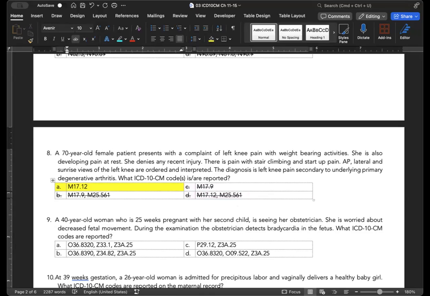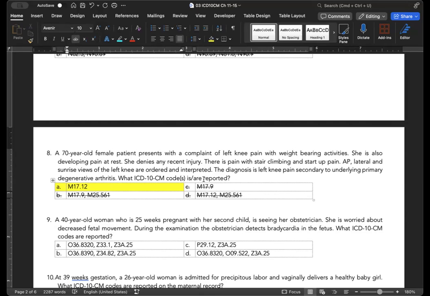Any questions on that one? So the sign or symptoms are going to be CPT. No, we're not going to code the sign or symptom because we can assume that if somebody has degenerative arthritis, they're going to be experiencing pain, right? If we were to code the sign or symptom, that would just be a redundancy. We have that guideline that tells us that if we don't have a definitive diagnosis, then we can code the signs and symptoms. But in this case, we do, so we would only code the definitive diagnosis.